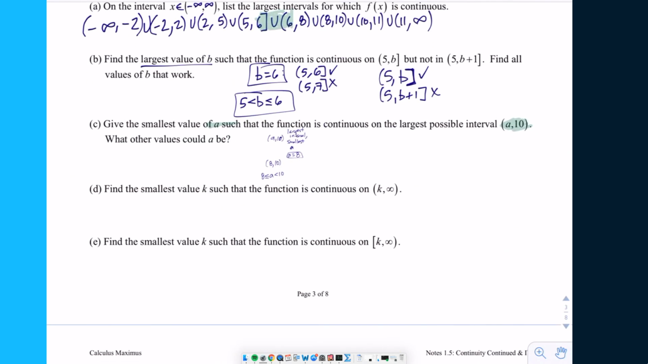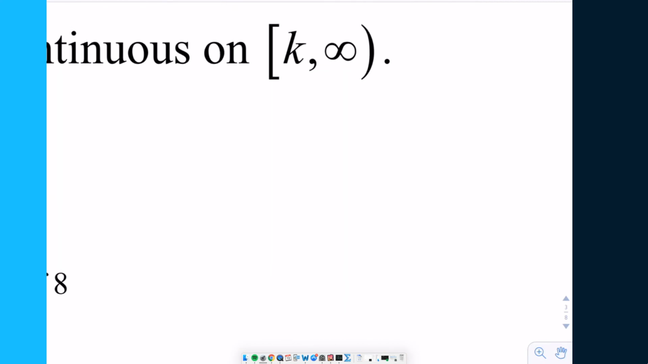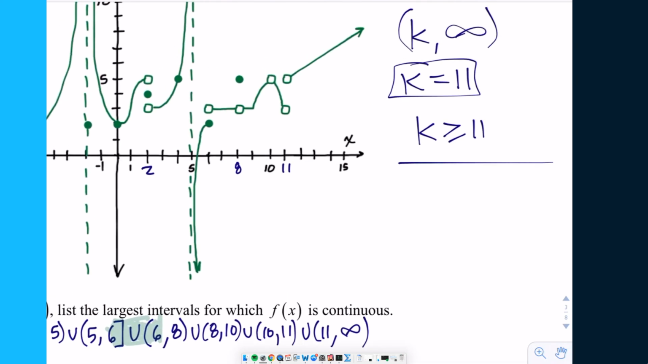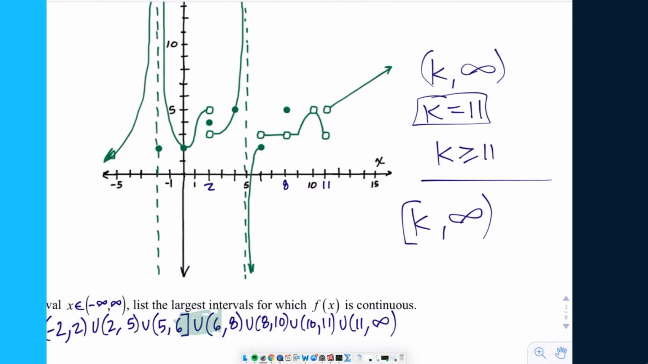Last one. Find the smallest value of k so that the function is continuous from k inclusive to infinity. Now we want to include it. What's the smallest value of k so that it's continuous from k inclusive up to infinity? Would 11,000,000.1 still work? Yeah. Would 11.1 still work? Yep. But we want the smallest value of k. So how about 11.01? Does that work?